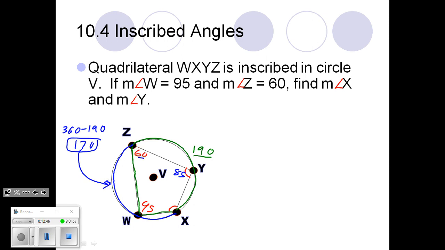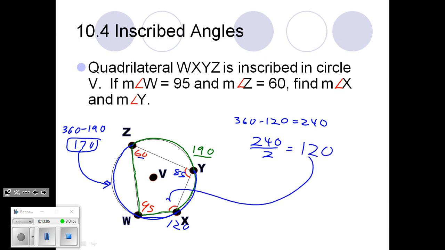If this is 60, well then this arc down here is 120. Well, what's left over? 360 minus 120 would equal 240. And what's half of 240? 120. So our angle X is 120 degrees.